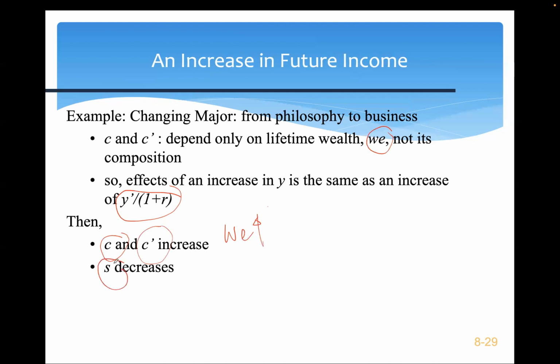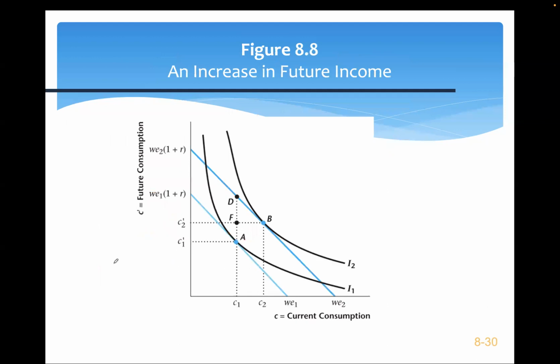Why is savings going to decrease? Because the income increase is coming from the future, right? And then you're going to want to smooth your consumption. You want to allocate part of your future income increase from the future to today. How can you do that? You either reduce your saving or you increase your borrowing, depending on your initial endowment, right?